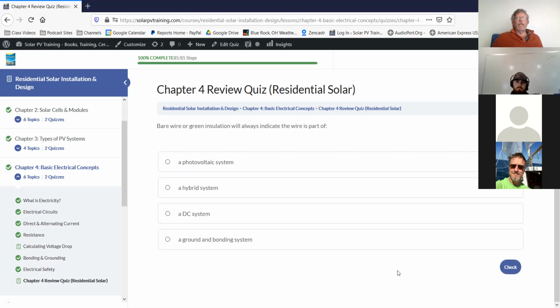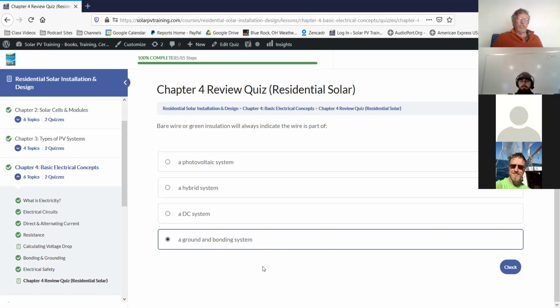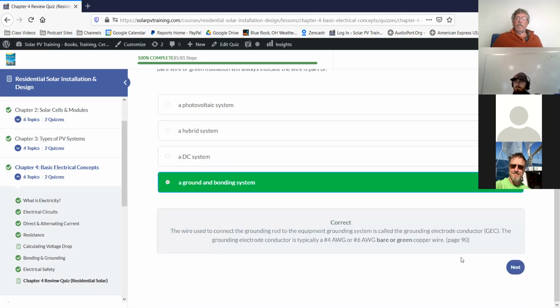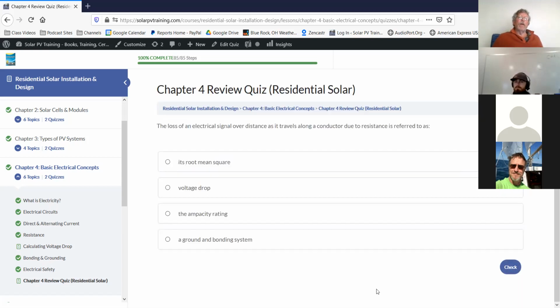Bare wire or green insulation will always indicate that the wire is part of the bonding and grounding system. So I always used to wonder why bare copper wire was used. I mean, I thought, wouldn't people get shocked? You know, there's no insulation on it. Well, it's not supposed to carry electricity unless there's a problem, so it really shouldn't be an issue. If it is an issue, somebody's going to get shocked regardless if they touch any metal part.